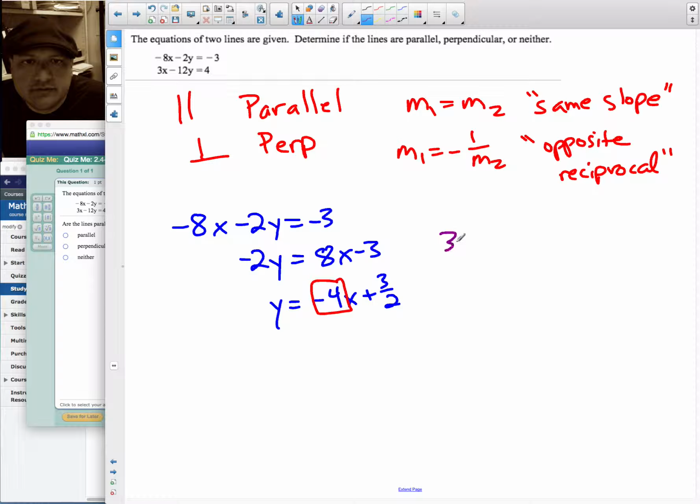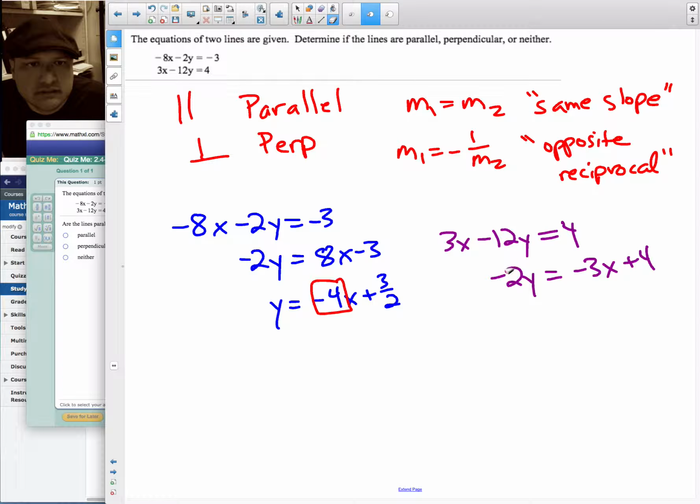And then we have 3x minus 12y equals 4. Negative 12y equals negative 3x plus 4. Divide everything by 12. We get y equals 1/4 x minus 1/3. But what matters here is the 1/4.